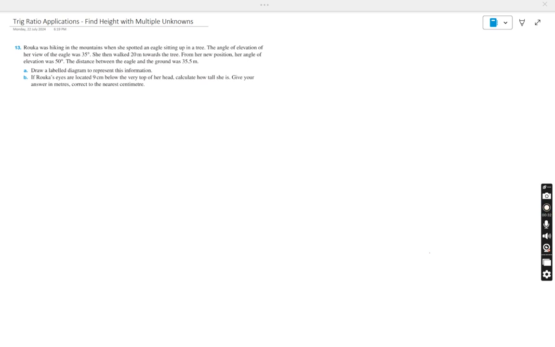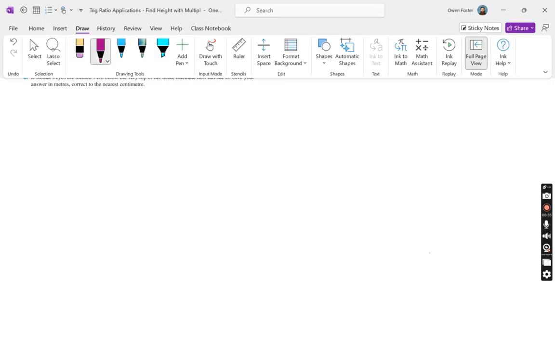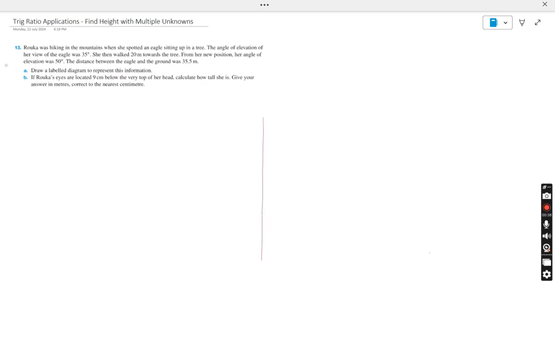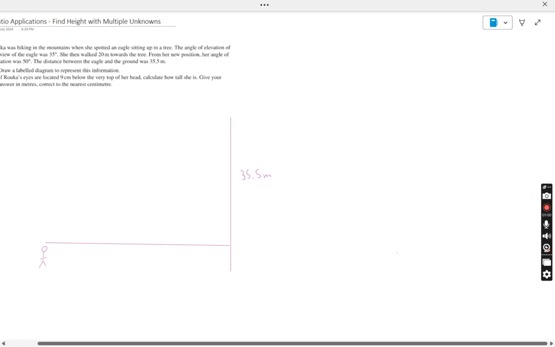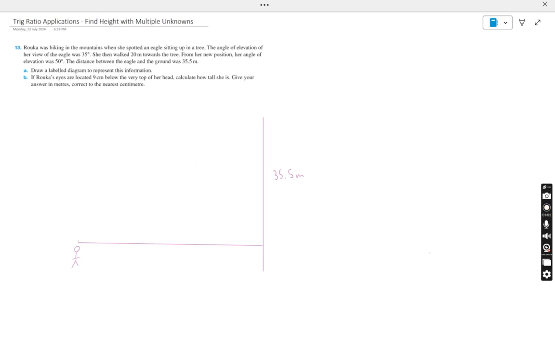Let's start drawing in a few key points. So firstly, let's draw in this tree. I've got a tree and it is 35.5 meters. I've got a distance out to Ruka, and let me just draw in Ruka down here. This is going to be Ruka. It says that she was looking from her position up to the top of the tree, and that was 35 degrees angle of elevation, so 35 degrees.